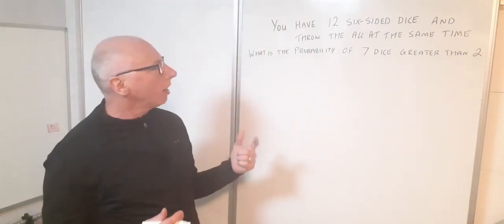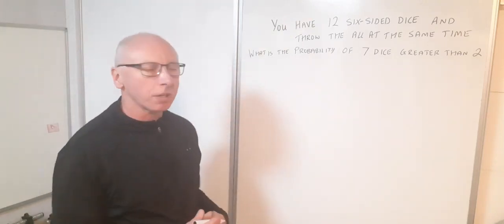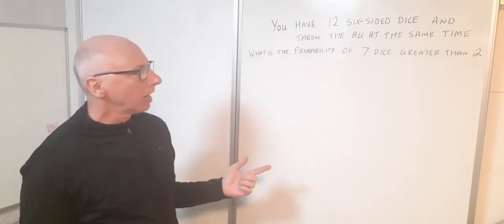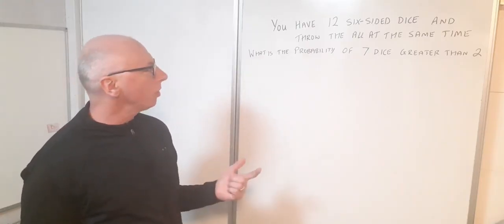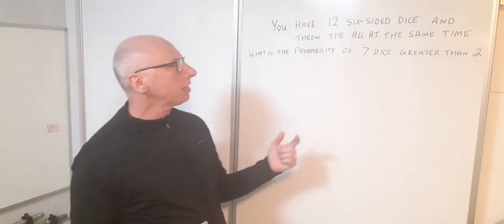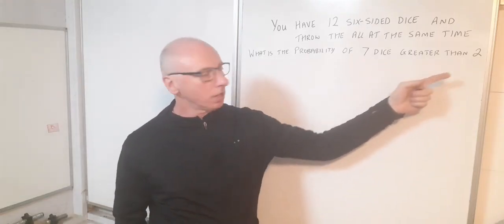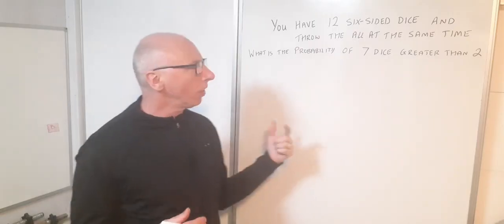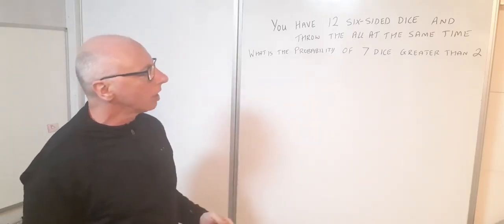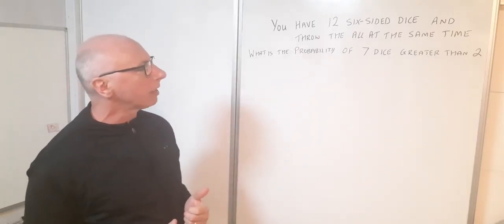So in this question here, I've got 12 six-sided dice, which I'm going to throw all at the same time. And what I want to know is what is my chance of getting exactly 7 of those dice to score greater than 2. So not 8, not 10, not 4, it's got to be exactly 7. So what's the chance of that happening?